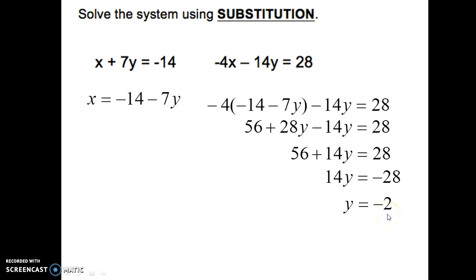If we know y, we can substitute that back into here, or here, or here, because this is just another version of this equation. So I'm going to put it in here because that'll give us x right away. So x equals negative 14 minus 7 times negative 2. And we have x equals 0, actually. This cancels away here. So our solution is (0, negative 2). That's the point where these two lines will meet if you graph them.